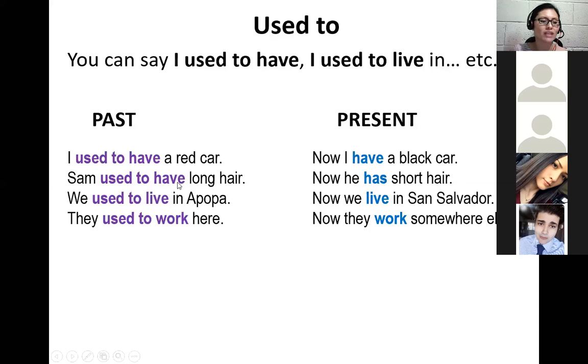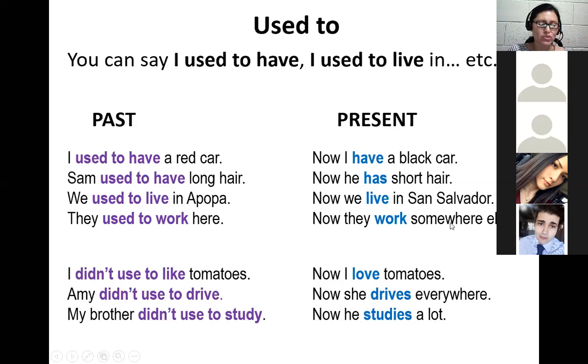Sam used to have long hair. Now he has short hair, I'm sorry. We used to live in Apopa. Now we live in San Salvador. They used to work here. Now they work somewhere else, okay? So those are things that we used to do or used to have in the past, but we don't have them anymore, or they are not part of our current habits, right?